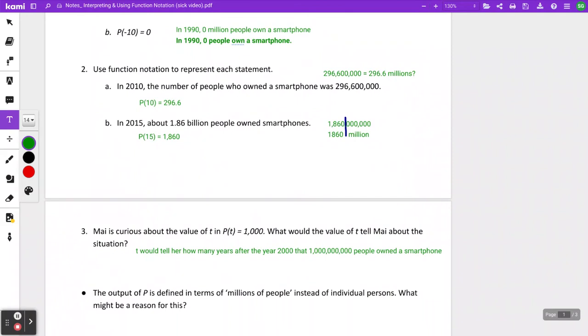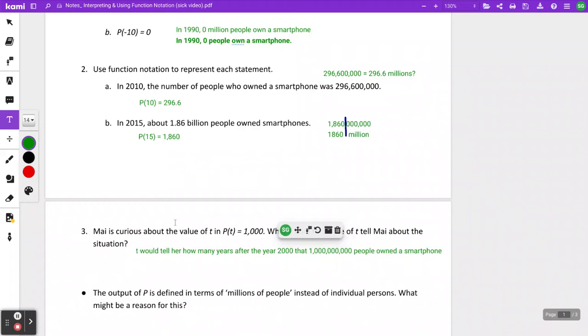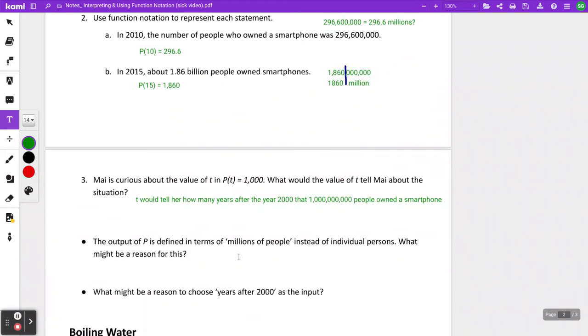I'm not going to have us graph this situation, but if we wanted to graph this, this is going to be super helpful because now my graph doesn't have to get up to 1 billion on our y-axis. Could you imagine trying to scale your graph so that it goes up that high? Instead, my graph just has to go up to the number 1,000, which is much easier to handle. So it does take a little more thinking about the input and the output in terms of millions of people and years after 2000, but it helps make these numbers smaller that we're working with.